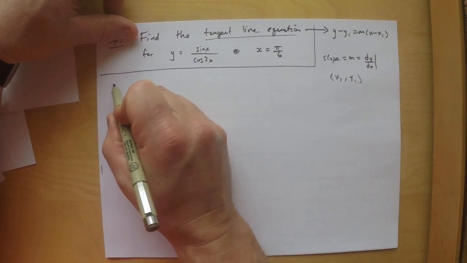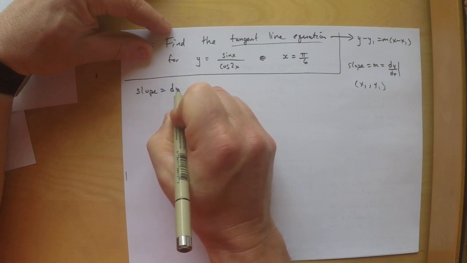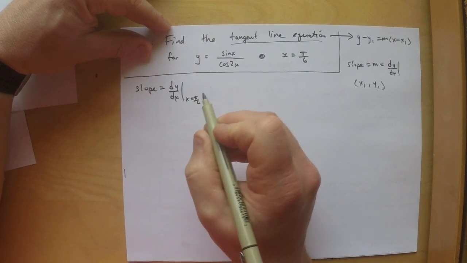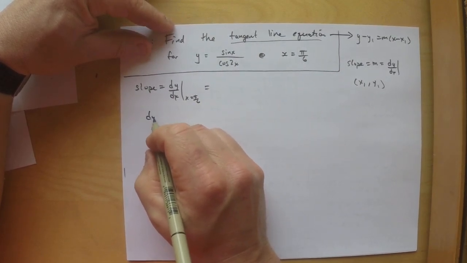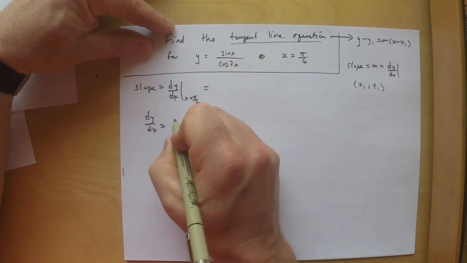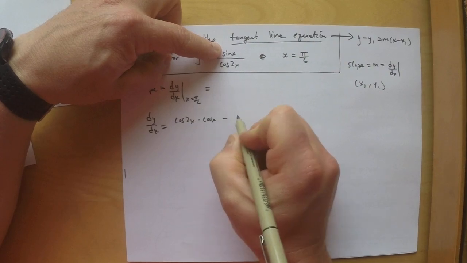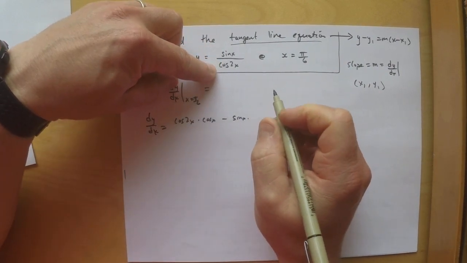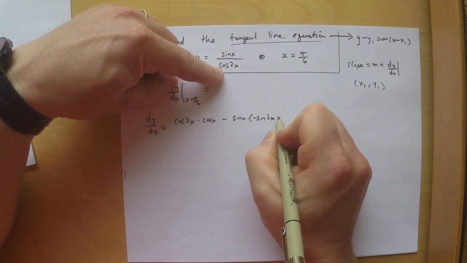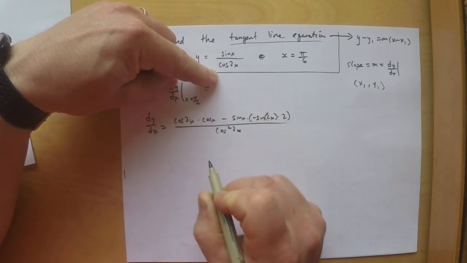So it doesn't matter what I do first. Let's do slope just because we're doing calculus. So slope is going to be the derivative of this function evaluated at, they told me, pi over 6. Okay, so the derivative, that says quotient rule. Bottom times the derivative of the top, derivative of sine is cosine, minus the top times the derivative of the bottom. The derivative of cosine 2x is negative sine 2x times the baby, all over the bottom squared.